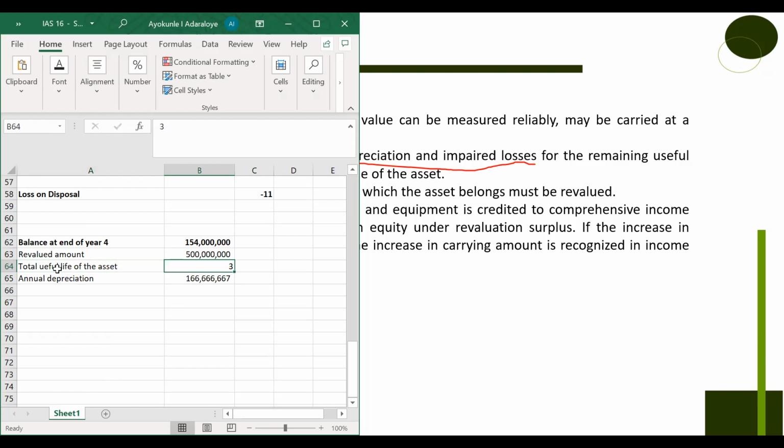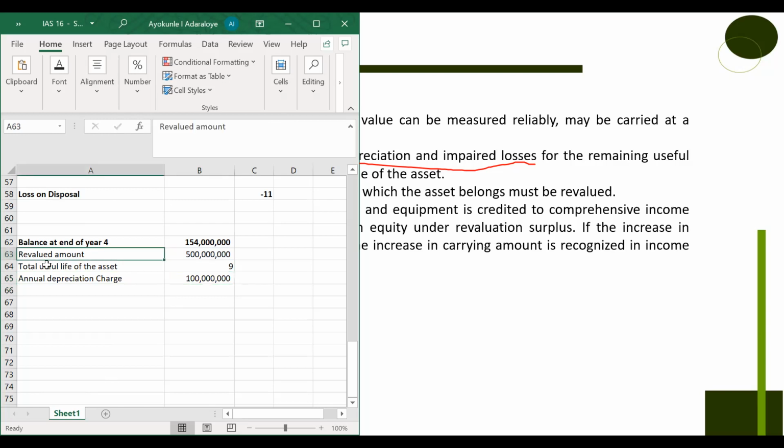It was 5 years before, it will now be 9 years. If it's going to be 9 years, I've used 4 years before. So I will be dividing my revalued amount with what? I've used 4 years before. I have a total of 9 years. How many years is remaining? 5 years. I'll be dividing my revalued amount by 5 years. So this 100,000 will now be my annual depreciation charge.